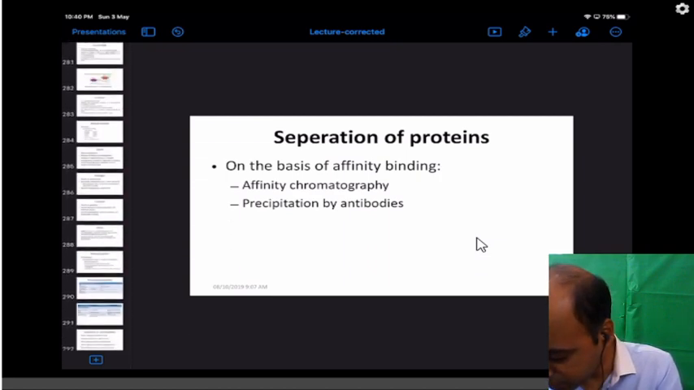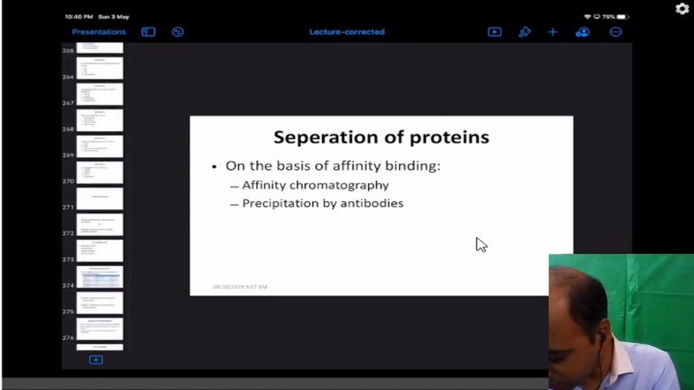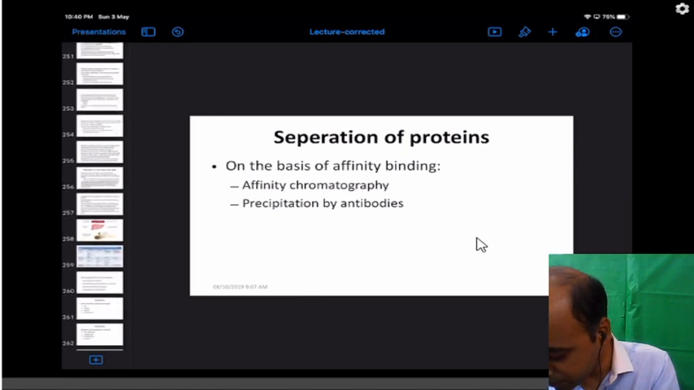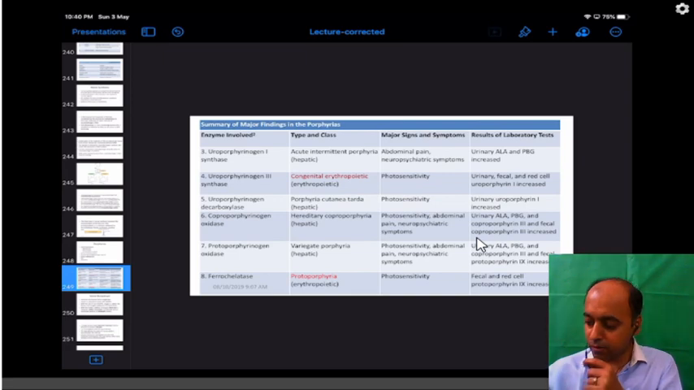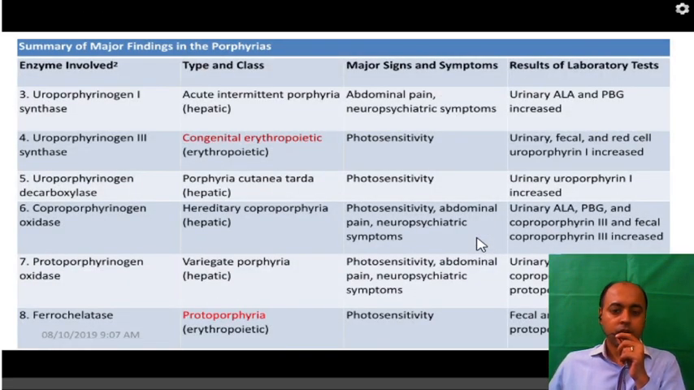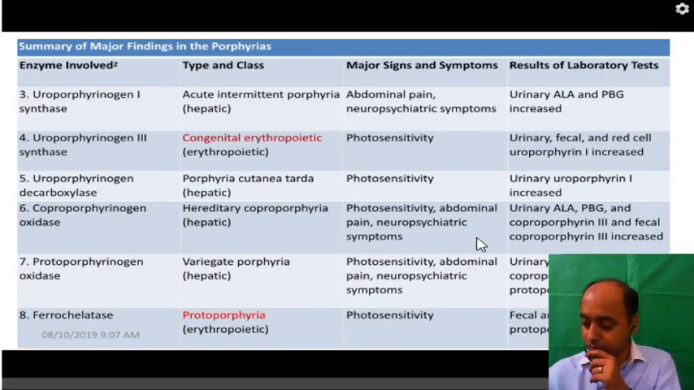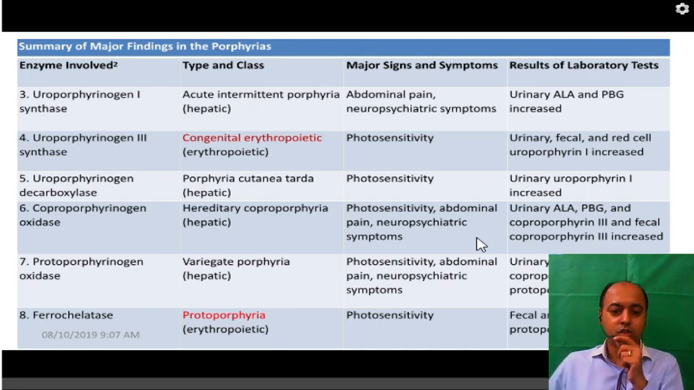Porphyrias, where are the porphyrias? Just give me a second. Monosaccharide, yeah, we've reached the porphyrias. So this is the list of porphyrias.